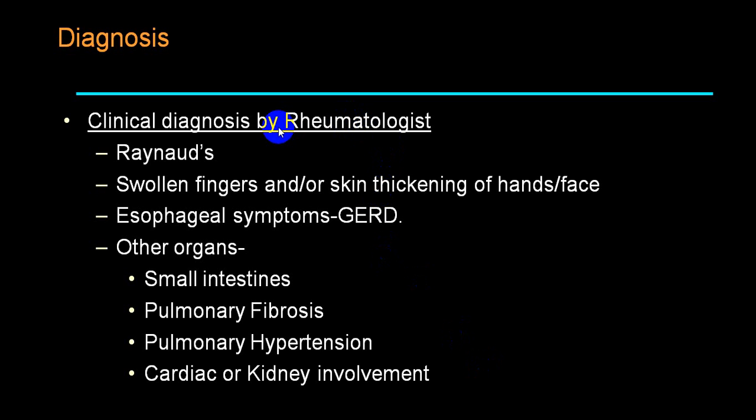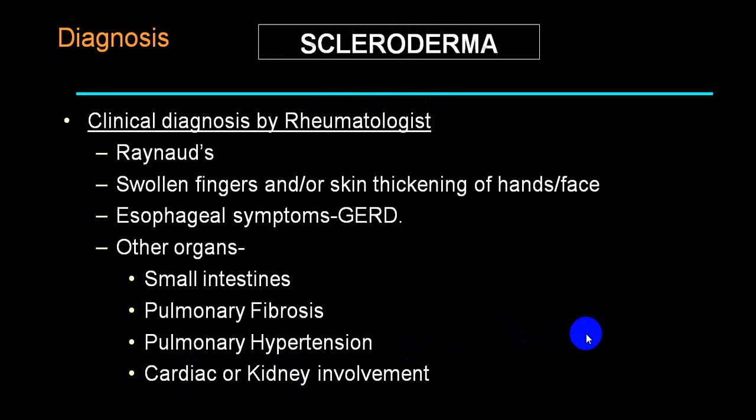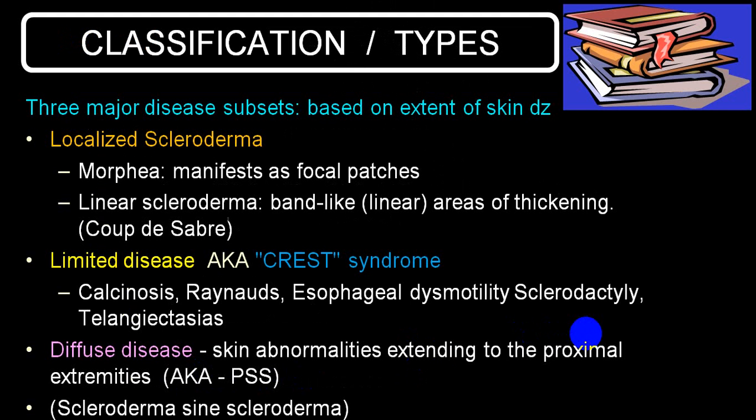We already mentioned this, that rheumatologist criteria: Raynaud's phenomena, swollen finger with skin thickening of hand and face, esophageal motility syndrome, and involvement of other organs like small intestine, pulmonary fibrosis, pulmonary hypertension, cardiac involvement, kidney involvement, etc. are taken into account.